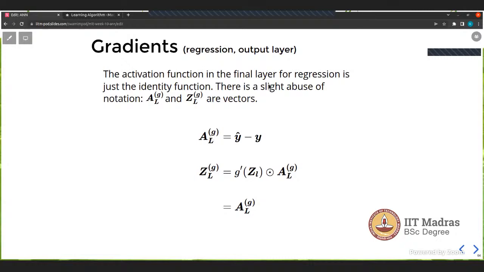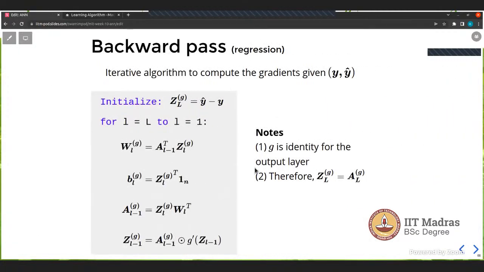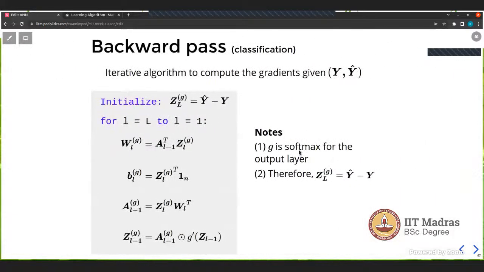So, activation function. Okay, I'm skipping all this. We directly go to the backward pass. The only difference is that you start from layer capital L and go all the way back to layer 1. G is identity for regression in the output layer, and G is softmax for classification. But again, I stress that it's not always true that it has to be softmax. Okay, so that's the backward pass.